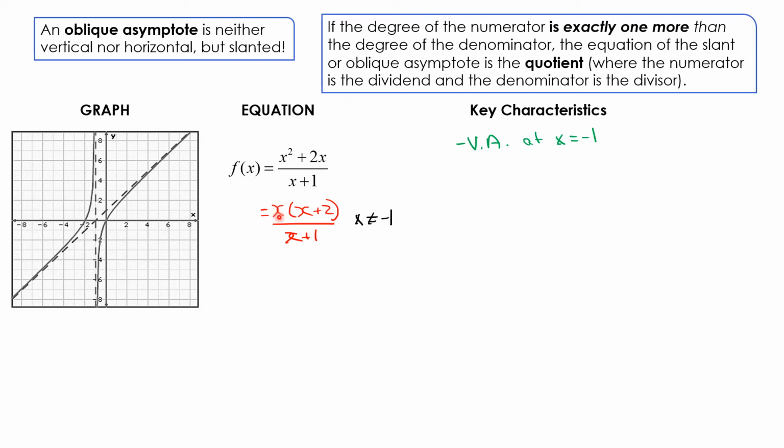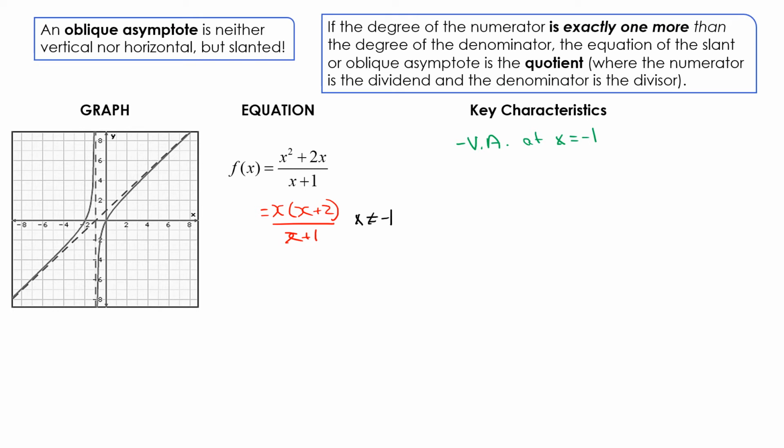You can only cancel that with a single x, and this is not a single x. These two go together as a binomial, and binomials have to match exactly for you to cancel them. This is an x plus 2, this is an x plus 1. They don't match exactly, so nothing cancels. So what else can we tell here?